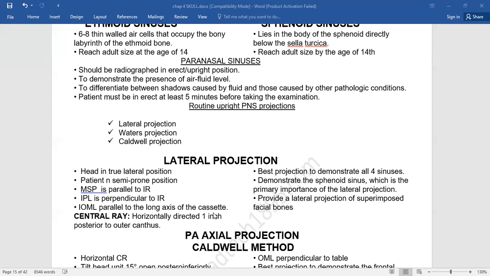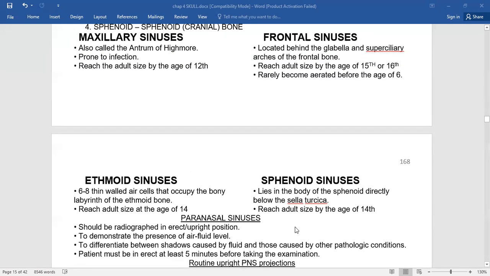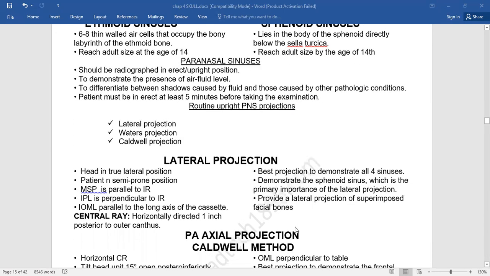MSP and IPL perpendicular to IR. MSP is parallel, IPL is perpendicular, IOML is parallel. Central ray horizontally directed 1 inch posterior to the outer canthus. So, bali sa gilid ng mata natin, sa outer canthus, 1 inch posterior, yung central ray. Perpendicular lang. Best demonstrates all 4 sinuses, which are the maxillary, frontal, ethmoid, and sphenoid sinuses.